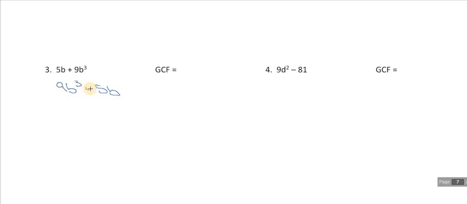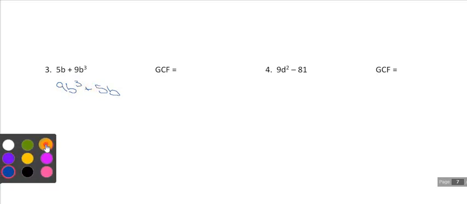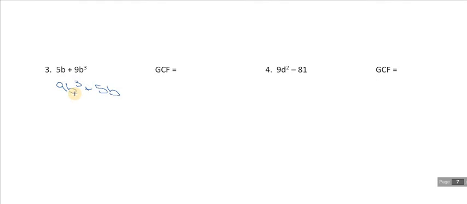So do 9 and 5 have any common factors? Well, 5 doesn't divide evenly into 9, and 5 itself is prime. So nothing numerically. But they both have b's. The smallest power here would be a b to the first. So our GCF is b, just plain old b. So we're going to divide and drag that GCF of a b.